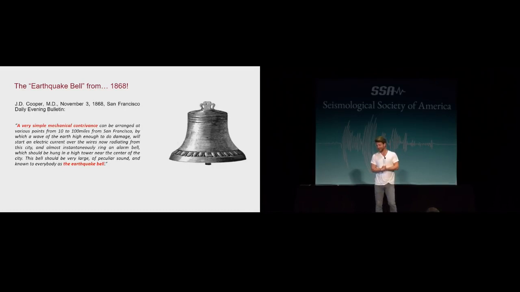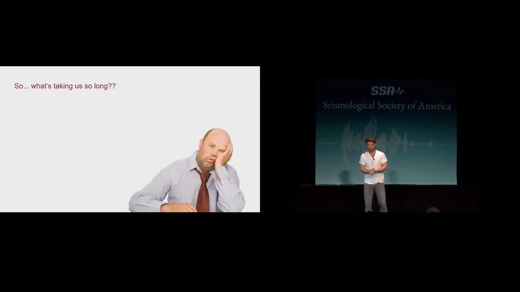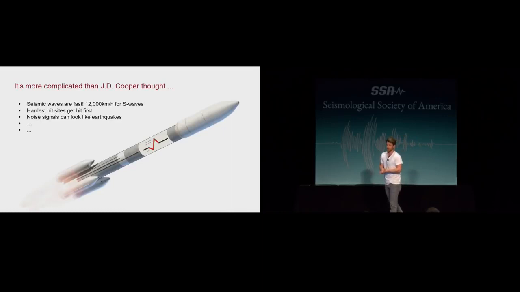So why is it taking us so long? Why is this so difficult? Well, it turns out that it's a little bit more complicated than this gentleman Cooper thought. For one thing, seismic waves are extremely fast. S waves travel, as you know, at 12,000 kilometers per hour. The hardest hit sites are the ones close to the epicenter, typically. They get hit first, so we have the least time. There are noise signals that we can mistake for earthquakes and create false alerts. There are all sorts of reasons why this could be difficult.